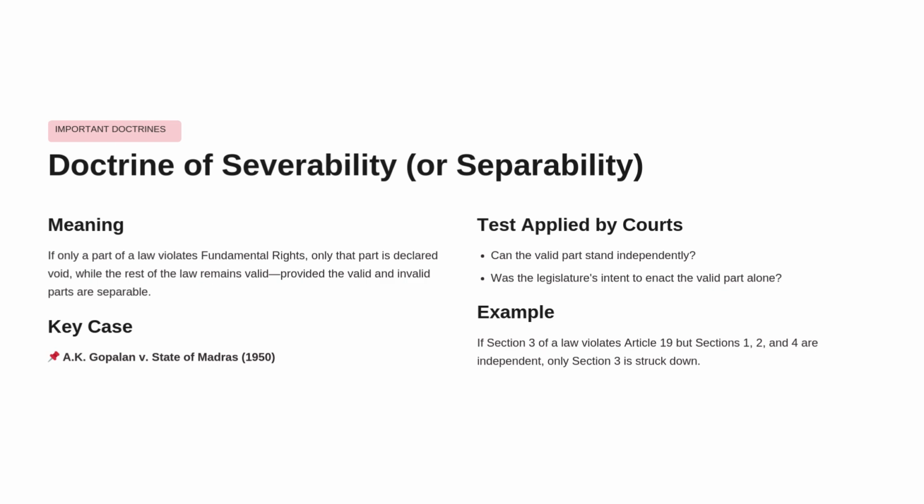Suppose section 3 of a particular law violates Article 19, but sections 1, 2 and 4 of the same law are independent and valid. Then only section 3 is invalidated and the rest of the sections, that is 1, 2 and 4, can be carried on. They can remain in force as they are.